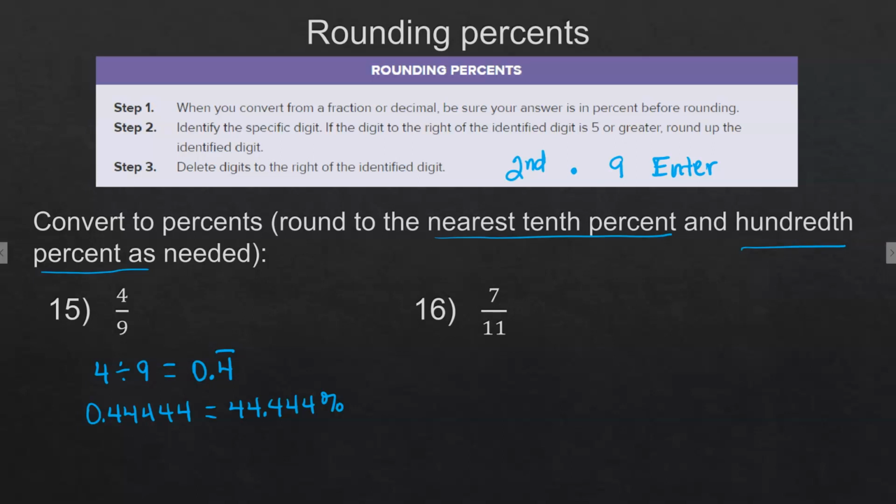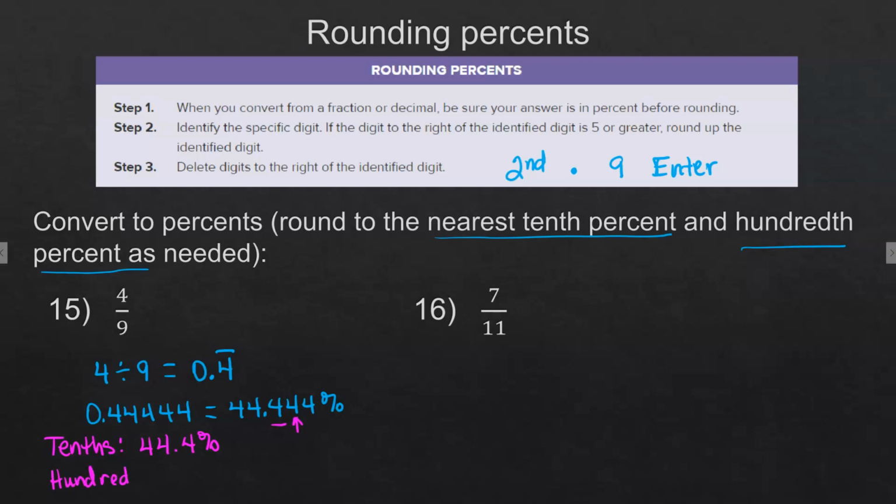So if we want to round to the tenths, we're going to look at the first place to the right of the decimal. This is a 4. So to the nearest tenth, it's going to be 44.4%.